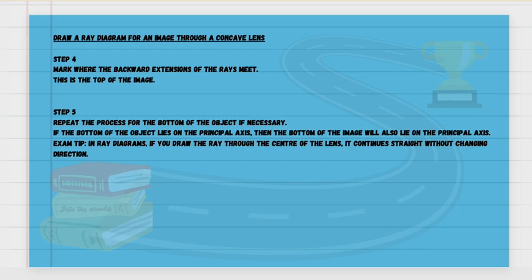Step 4. Mark where the backward extensions of the rays meet. This is the top of the image. Step 5. Repeat the process for the bottom of the object if necessary. If the bottom of the object lies on the principal axis, then the bottom of the image will also lie on the principal axis. Exam tip. In ray diagrams, if you draw the ray through the center of the lens, it continues straight without changing the direction.